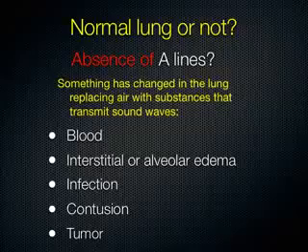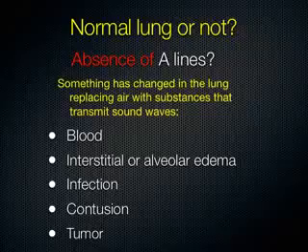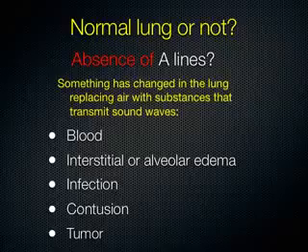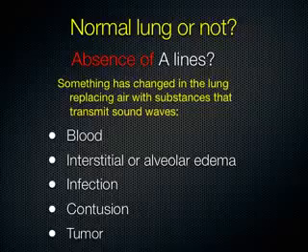Okay? Good questions. So when you're wondering whether you have normal lung or not, you are looking for, well, are the A lines gone? Because if the A lines are gone, then that means there's not air there. Something else has replaced the air in the lung, and that could be anything. That could be blood. It could be edema, infection, contusion, tumor. Any number of things can obliterate the A lines, and then you have to start thinking what has taken its place. So now we're going to get into what are B lines.